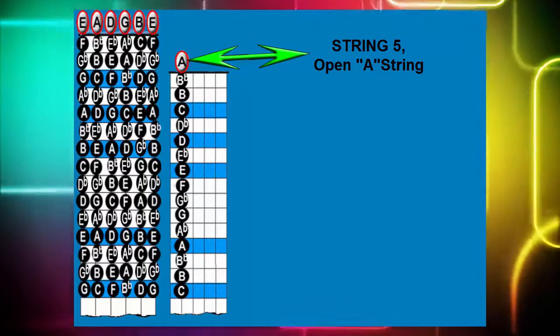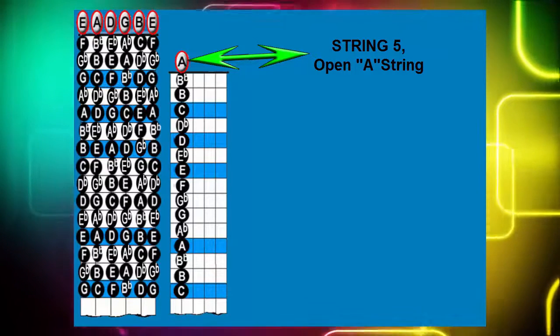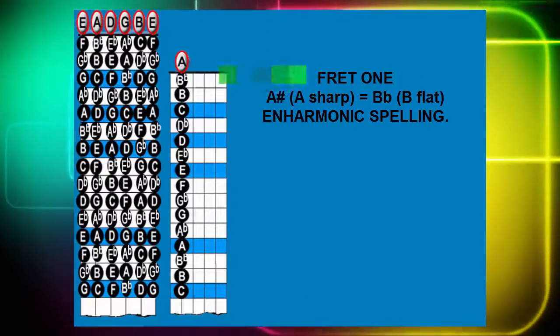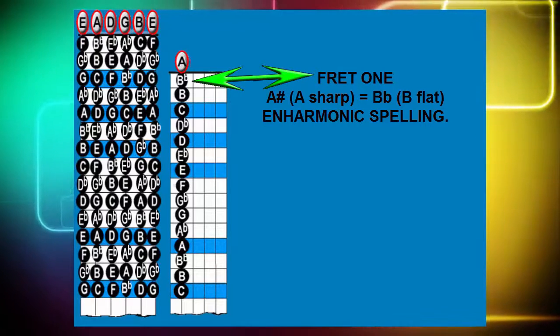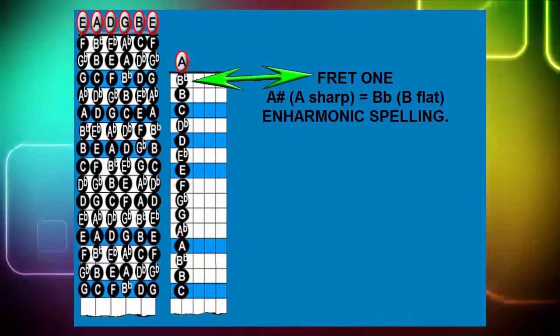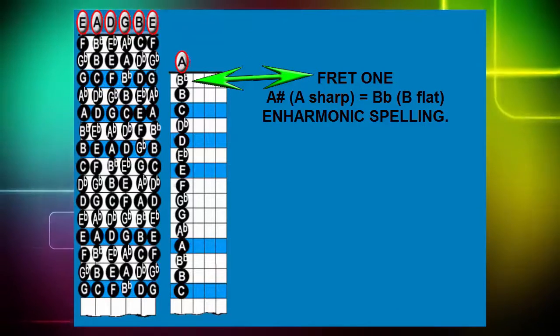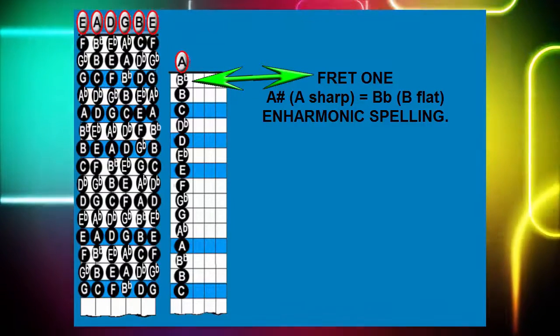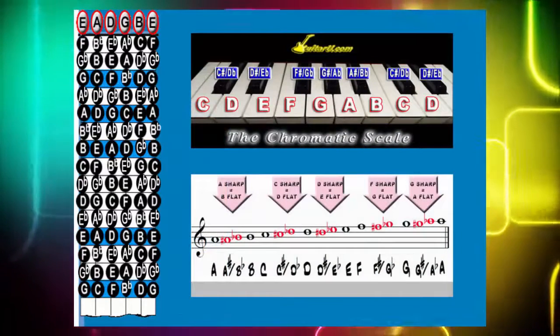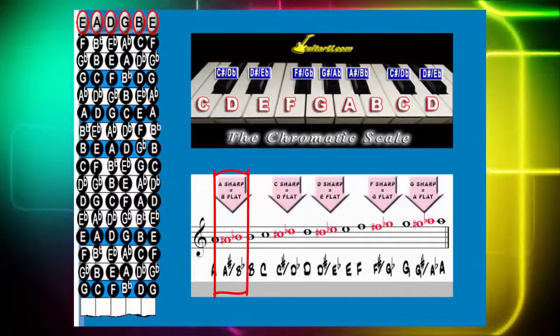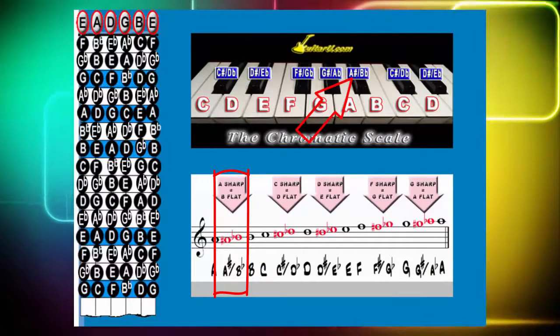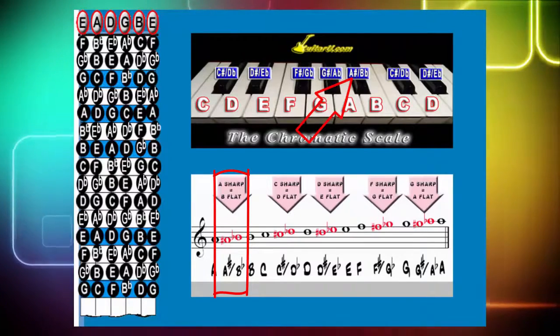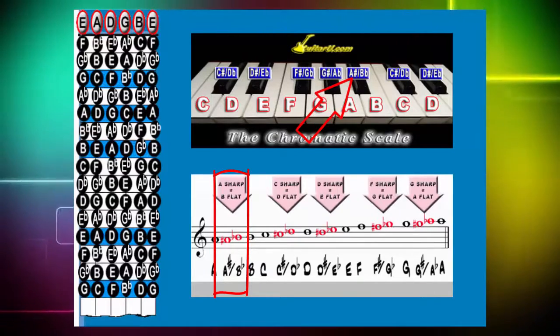Since the open note, the unfretted note, is an A note, the first fret of the A string is home to the note called A sharp. This exact same note is also called B flat, as you can clearly see. Since A sharp and B flat are synonymous, they are called enharmonic spellings.